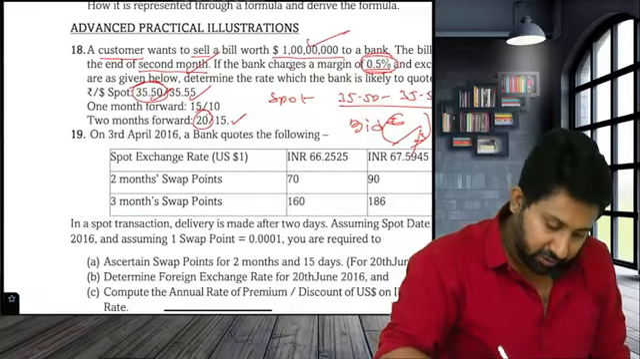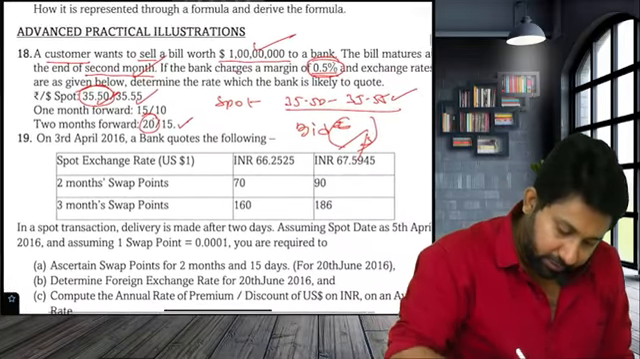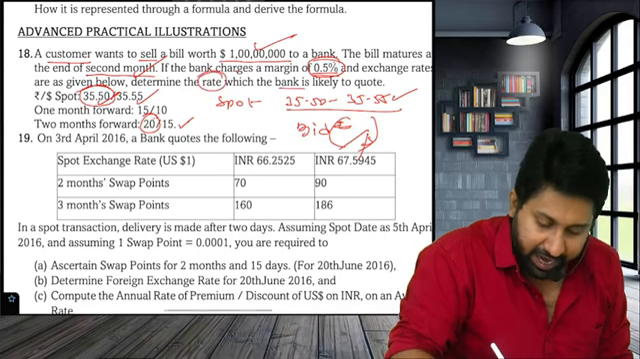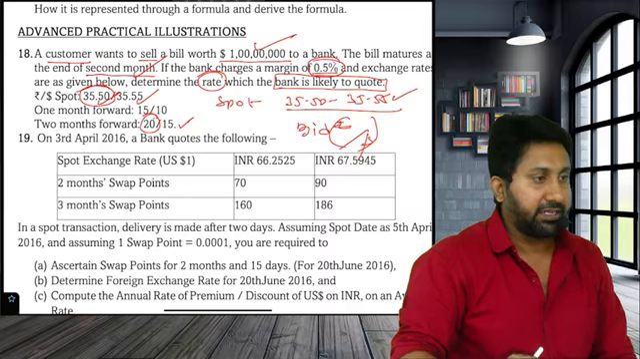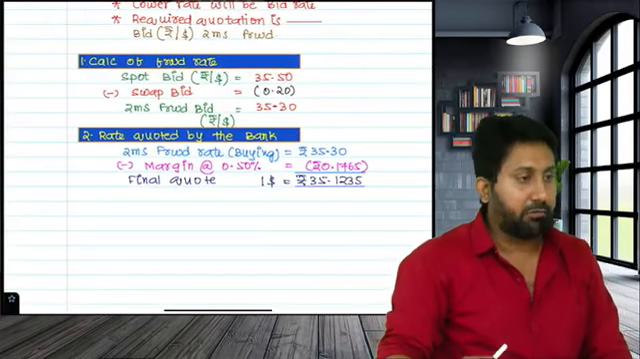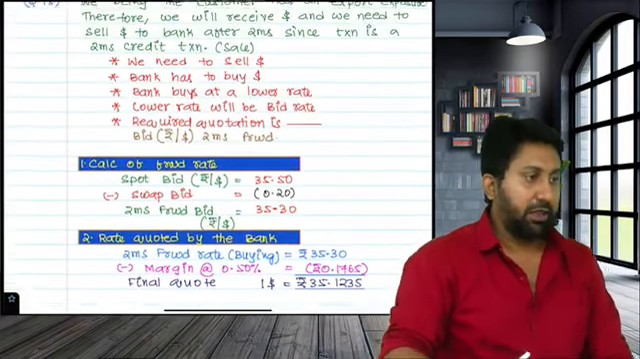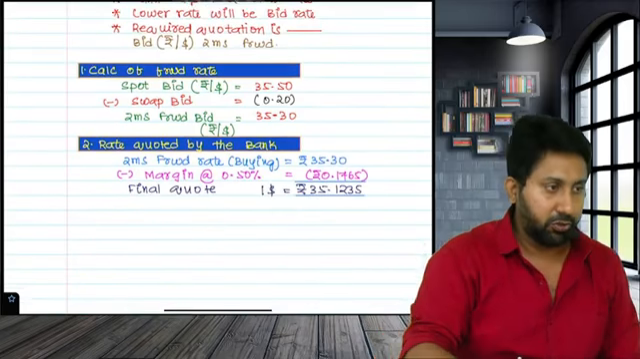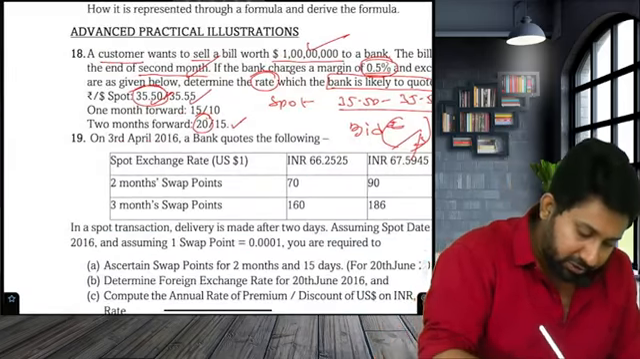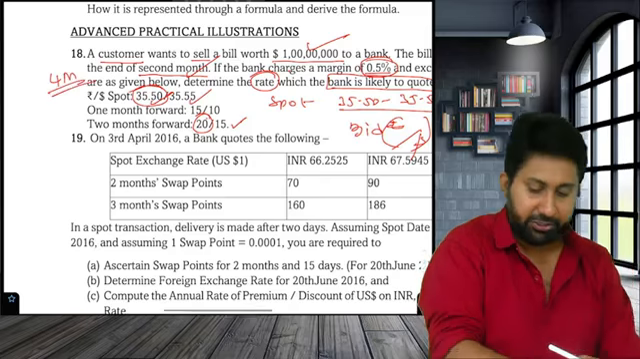In the question he is only asking to determine the rate at which the bank is likely to quote. That's all he asked. So how much is the bank likely to quote? 35.1235. This is what the bank is trying to quote. So this is how you need to do the solution. This is a 4 marks question already tested in examination.